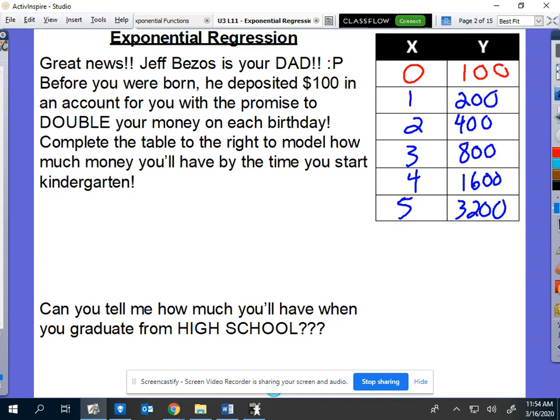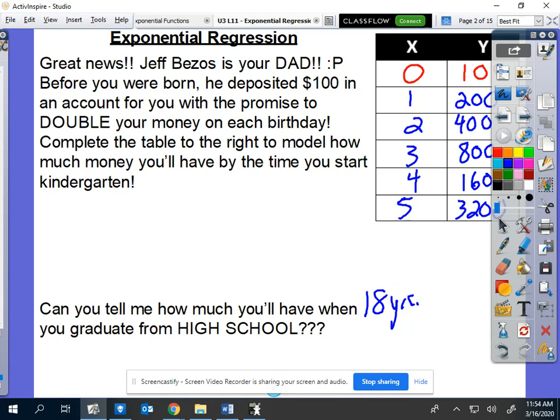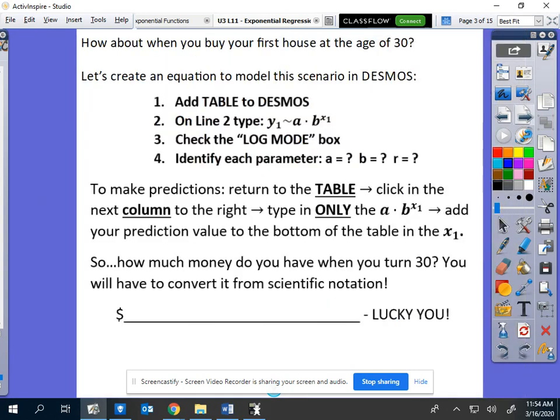But can you tell me how much you're going to have when you graduate from high school? Basically, when you're 18 years old, right? So instead of just going, okay, 6, 7, 8, 9, 10, and trying to go all the way to 18, that's not very efficient. What we want to be able to do is create an equation that would basically model this data. So this is something you've actually already done in linear functions when we created a linear line of best fit. But what we're going to do today is actually create an exponential equation of best fit.